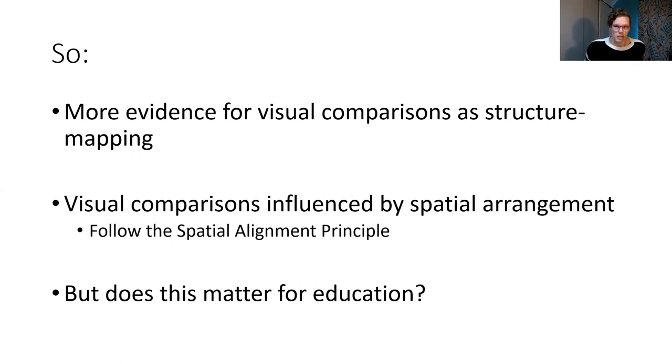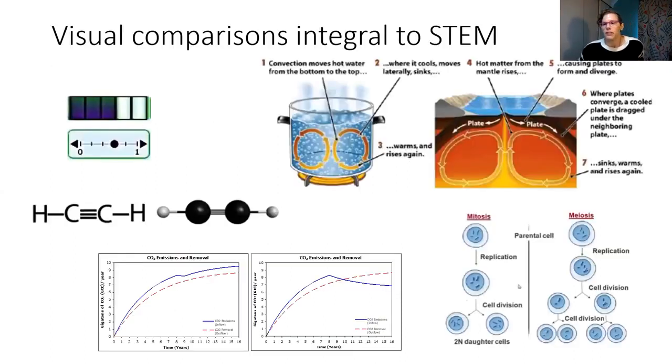So what do we do with this information now with the spatial alignment principle? Does this matter for education? What do we do with this? So coming back to the kinds of visual comparisons that we see in STEM, a couple things I want to point out. Number one, these images are much richer, much more complex than the kinds of stimuli that were tested by Matlen et al., right? So one question is just whether or not the spatial alignment principle actually still applies to this type of stimuli. Do we still see that phenomenon in educationally relevant stimuli or not?